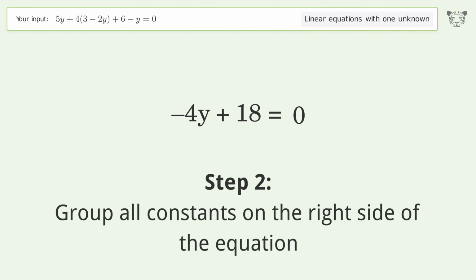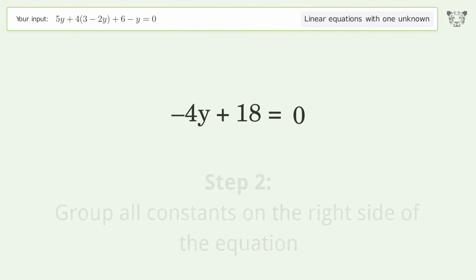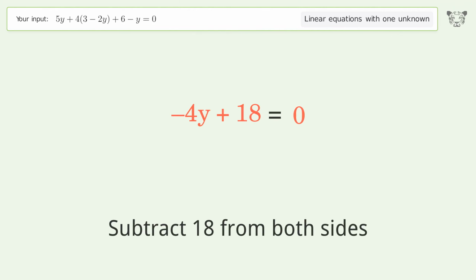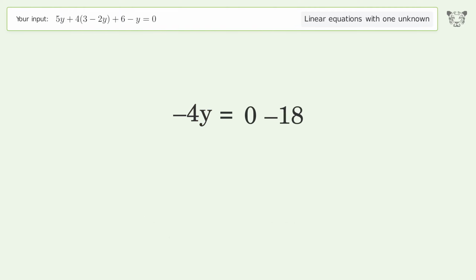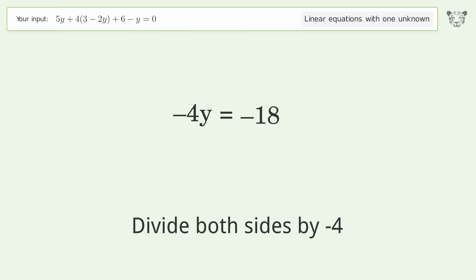Group all constants on the right side of the equation. Subtract 18 from both sides. Simplify the arithmetic. Isolate the y. Divide both sides by -4.